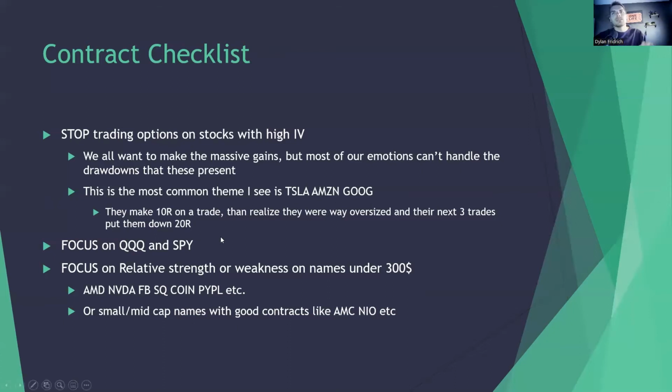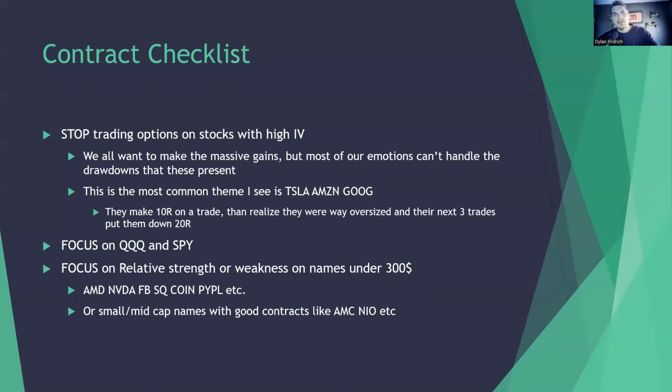Focus on the SPY, focus on the triple Qs, and then focus on relative strength or relative weakness on names under $300. AMD, NVIDIA, Facebook, SQ, Coin, PayPal, things like that, guys. Those are really easy to trade. You can control your risk. Boeing is another one. Again, you can control your risk. That's the biggest thing.